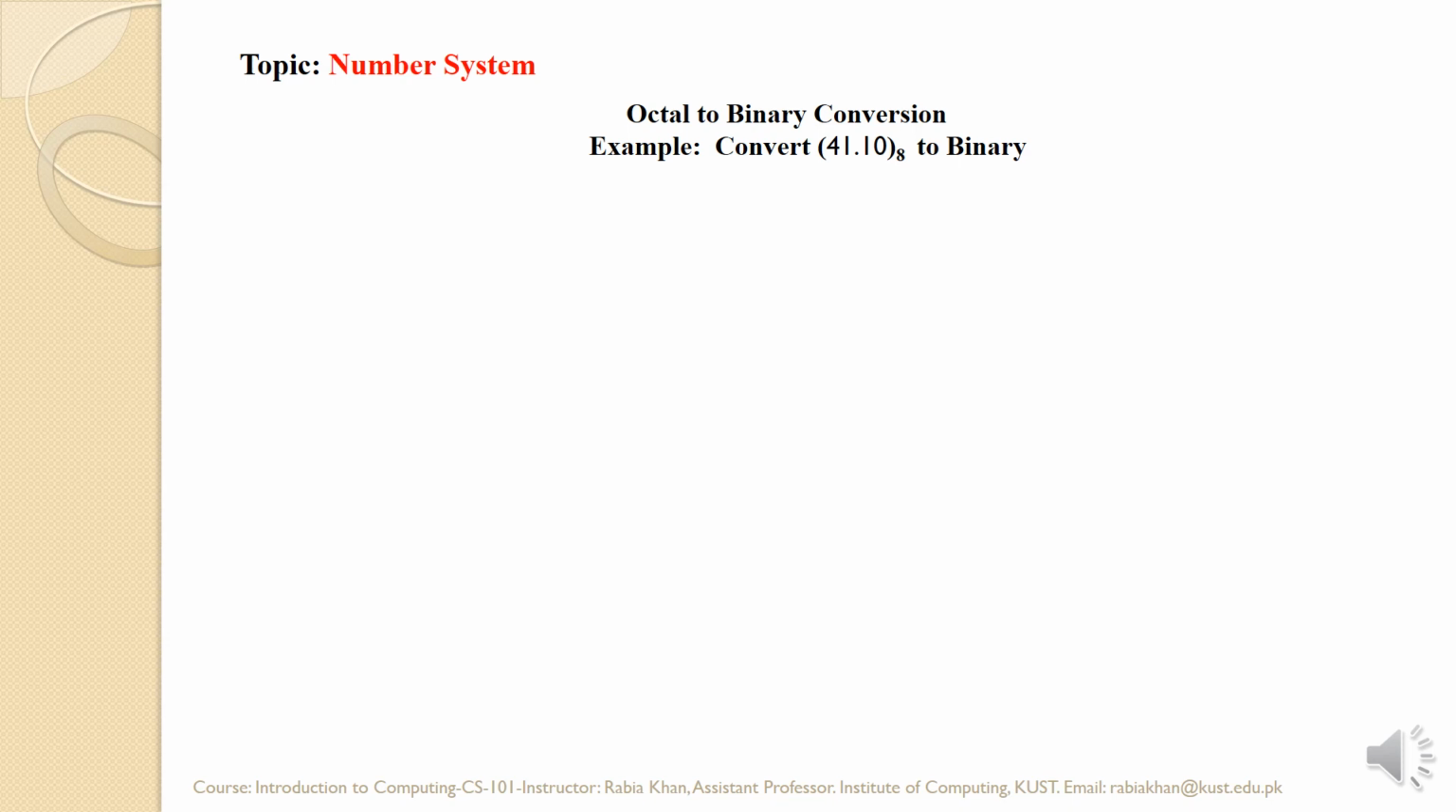Another example is here: 41.10. It is a complete number having an integer part and a fractional part, and you have to convert it into binary number. So using the indirect method, how can you do it? We have to first convert this octal number to a decimal number. So how can you do it? For octal to decimal, we need to multiply every digit with powers of 8.